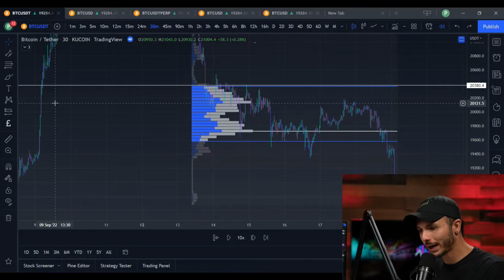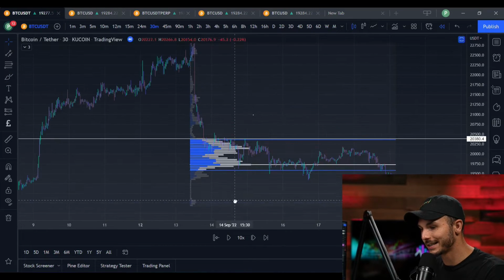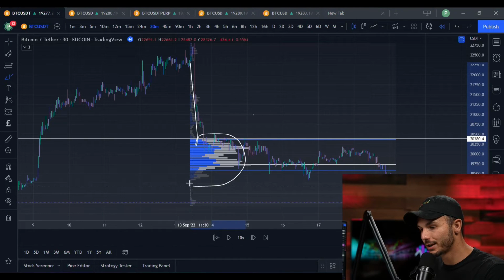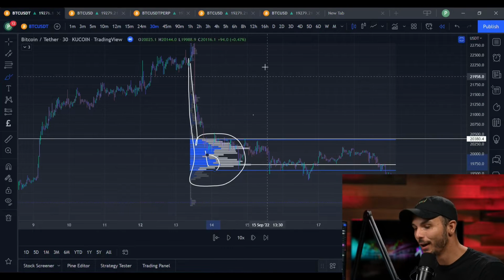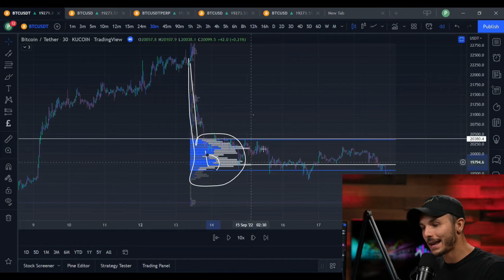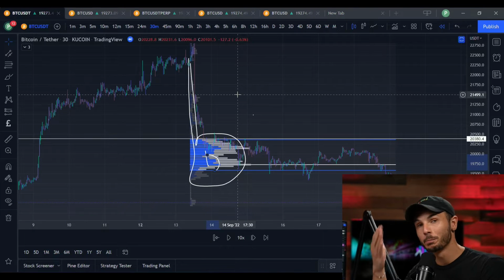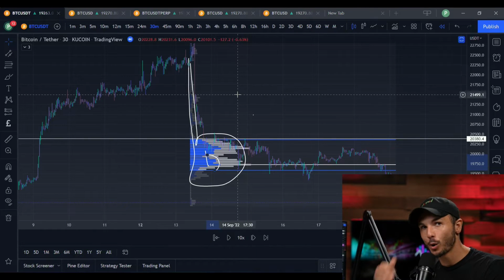So again, lowercase b-shaped volume profile, you see it right here. Boom, boom, that's your b. I'll even put the little hole in the middle. You can just remember that these are typically bearish. Just remember that with lowercase b-shaped volume profiles, you're much better off shorting the POC or the value area high.